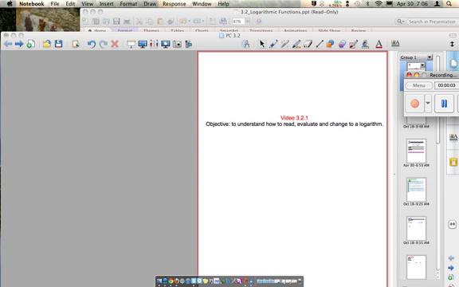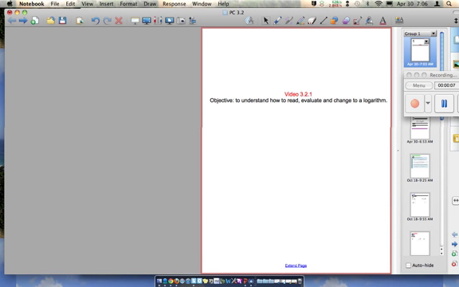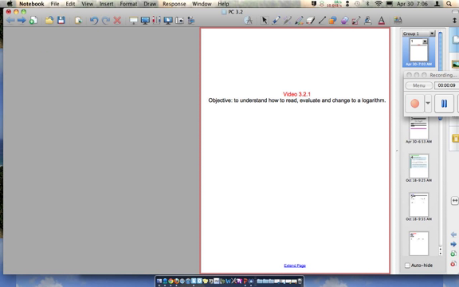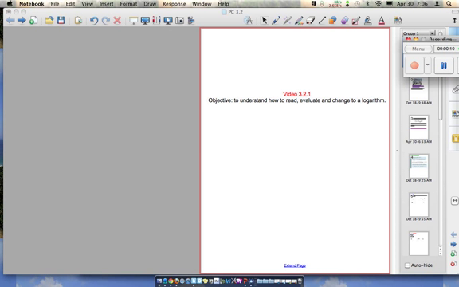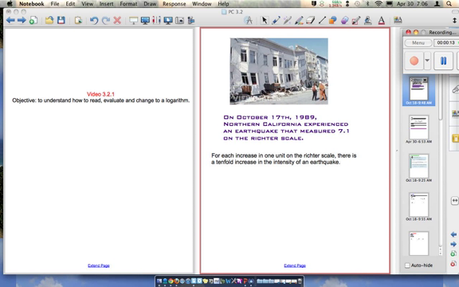This is video 3.2.1, and the goal here is to understand how to read, evaluate, and change to a logarithm. So we've talked about exponential functions and their uses, as well as the function e and how it can help us describe growth. So here's a particular situation that actually can be described using a natural logarithm.